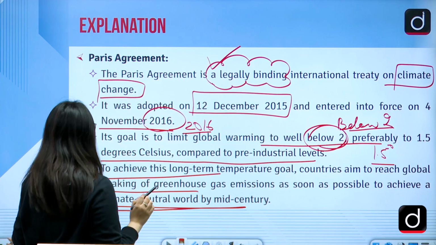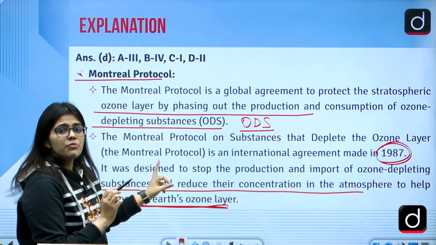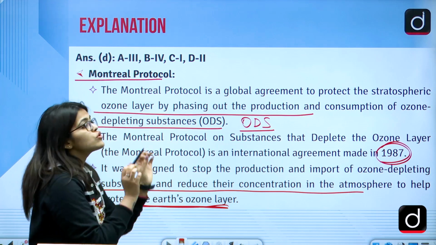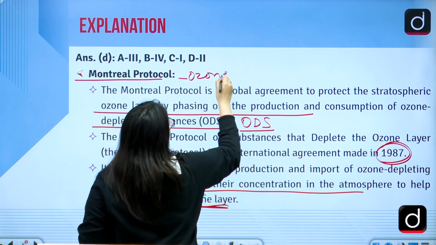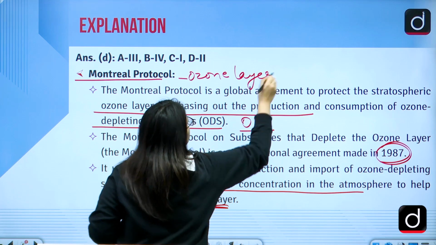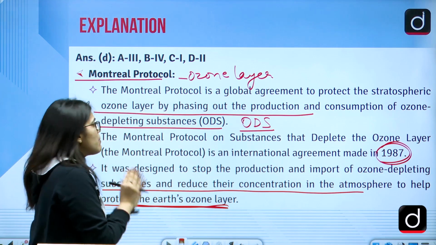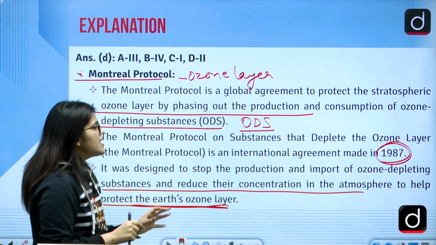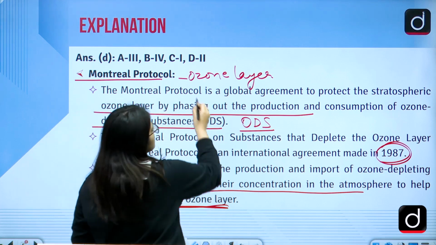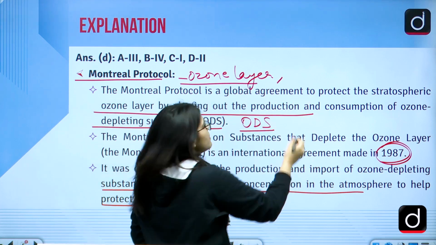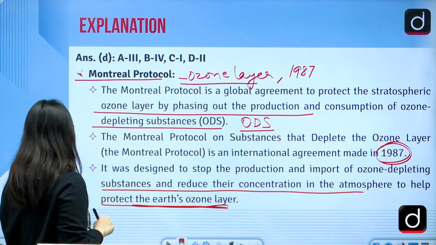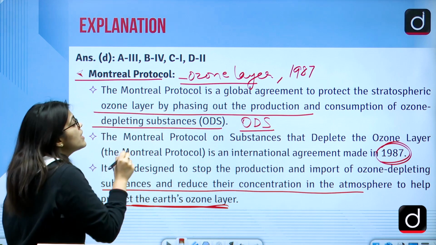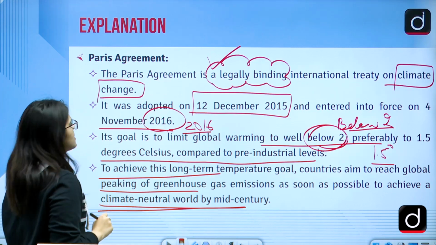Now what you should remember, one thing more, Montreal Protocol is talking about the ozone depleting substances, or the ozone layer. Always remember by keywords. If you remember by keywords, then it would be very easy for you to remember. It is talking about the ozone layer, and it came into being in 1987. So it is talking about the ODS, that is the ozone depleting substances.